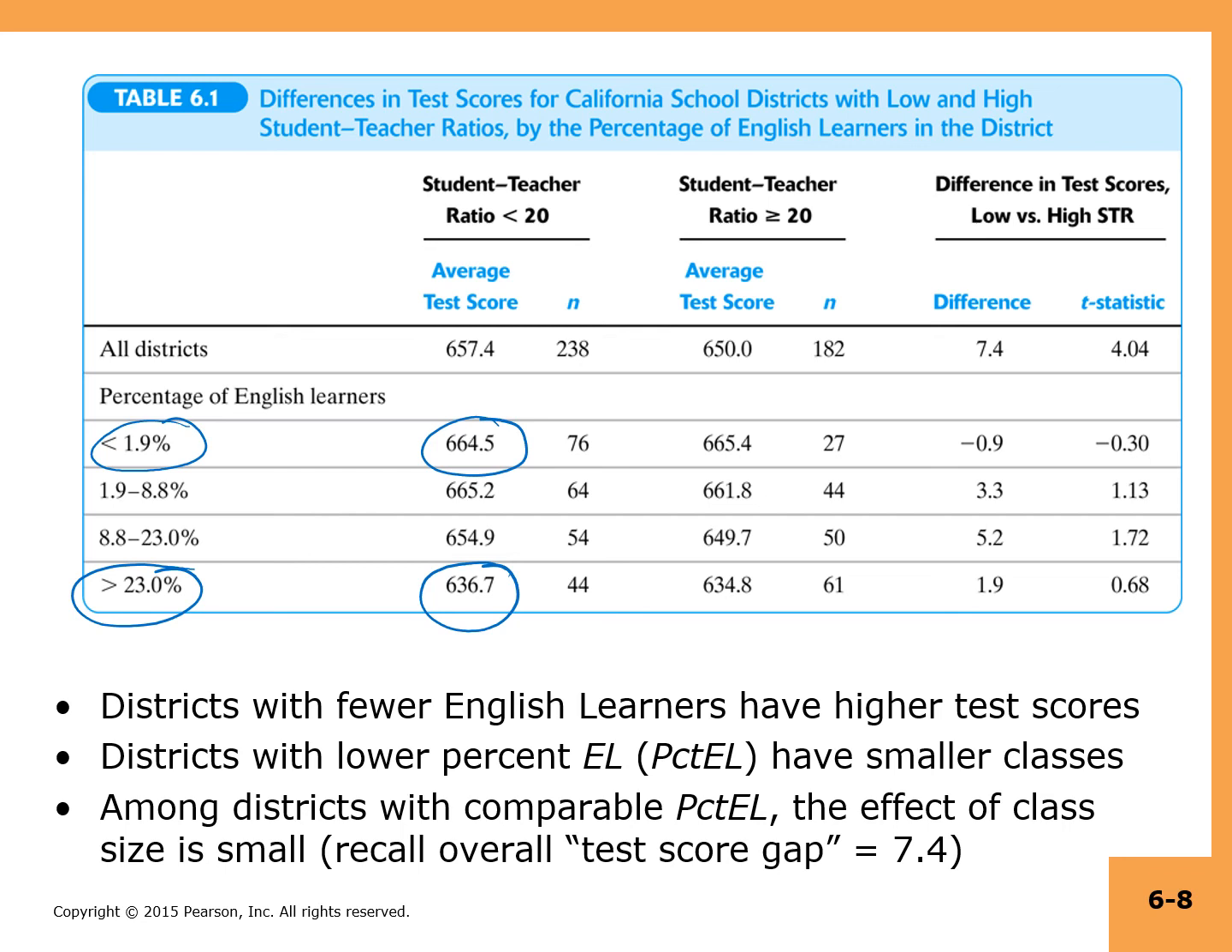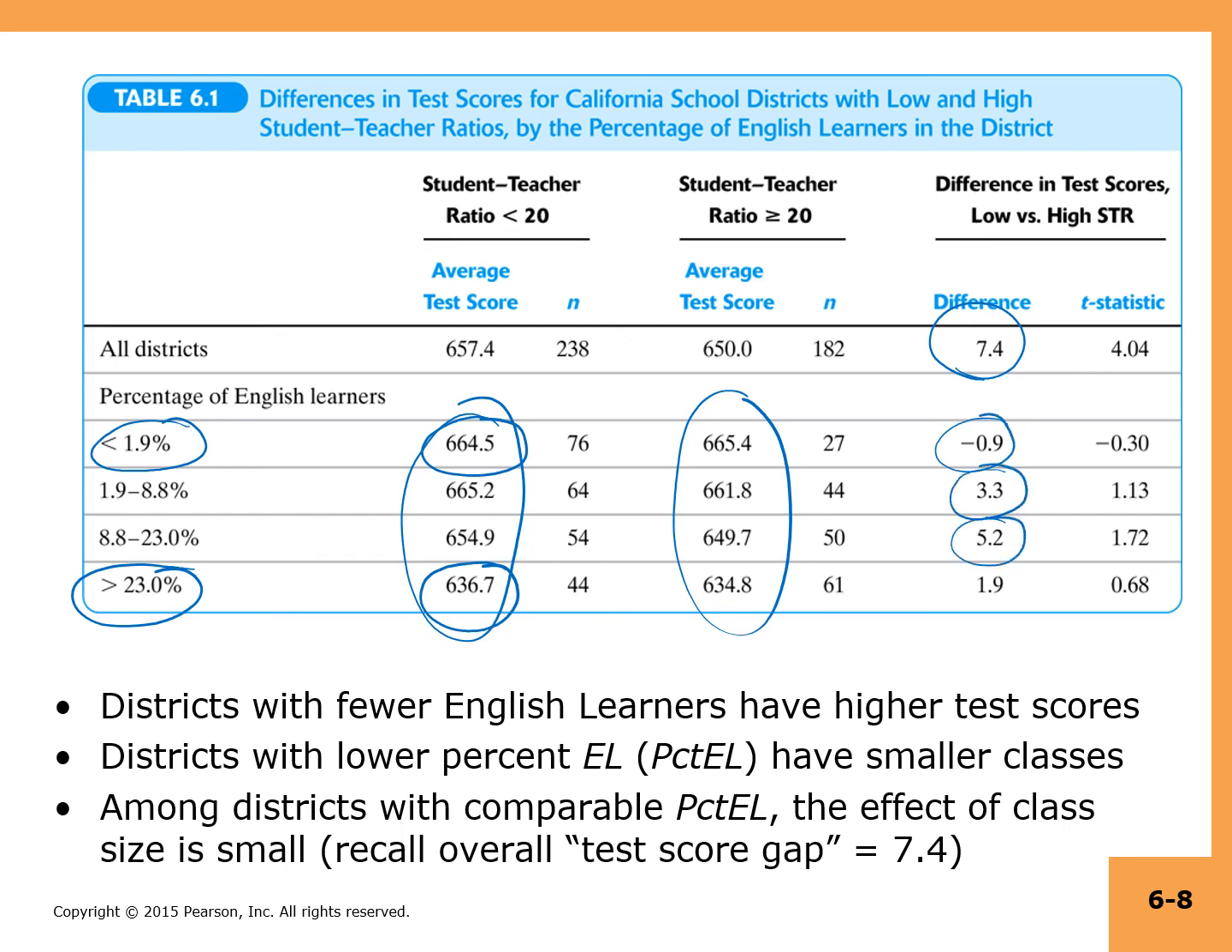Another thing to note is that in general, when the class size is small, or the student-teacher ratio is less than 20, the test score tends to be higher than the test score of the larger class. Lastly, when we looked at the difference in test score between small and large class sizes without controlling for the percentage of English learners, we said that the test score difference was 7.4. But when you look at the test score difference holding the percentage of English learners constant, then the difference becomes much smaller than 7.4.